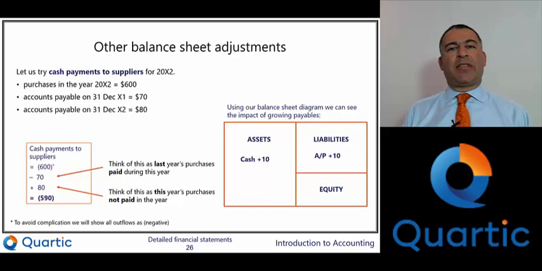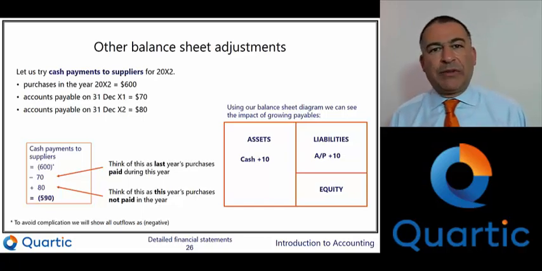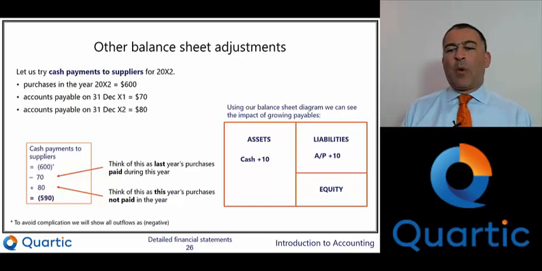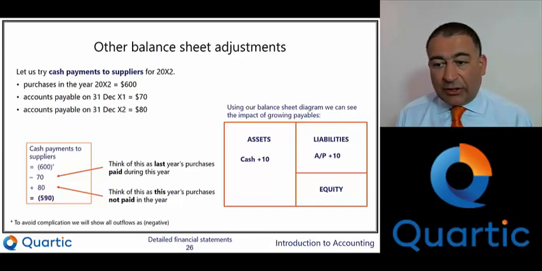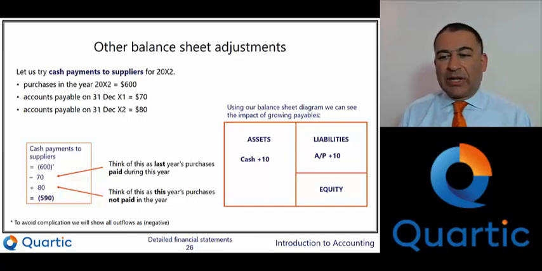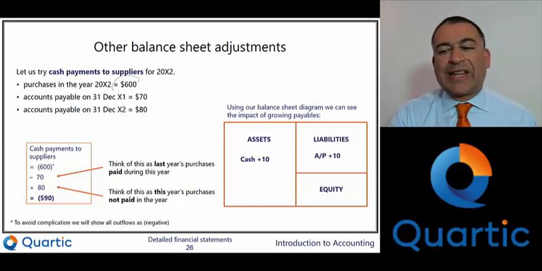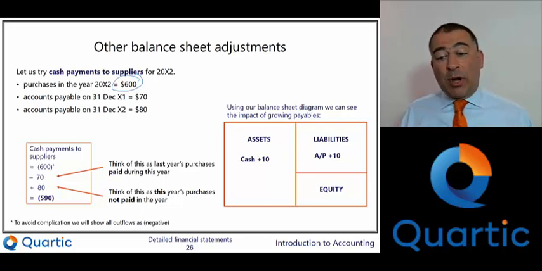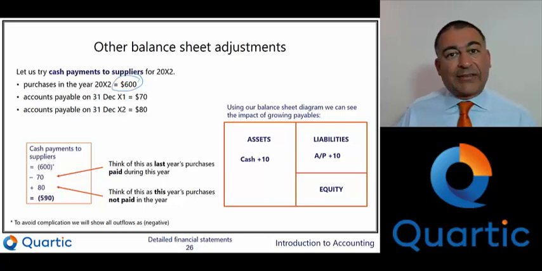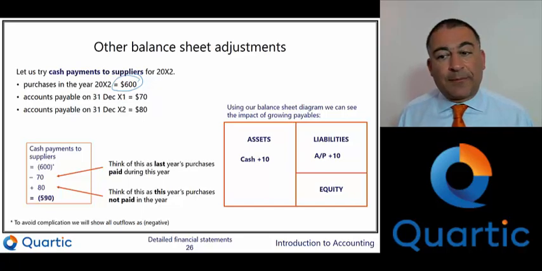Let's try the other one out, the other way around. Let's try cash payments to suppliers. So we made purchases in the year of 600. We had accounts payable last year of 70 and this year of 80. So what was our payment this year? First of all, let's start off with the 600. That's a cash outflow. So we purchased, therefore our first guess is we paid 600.